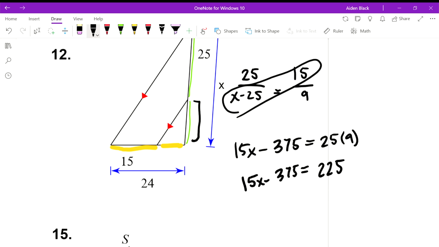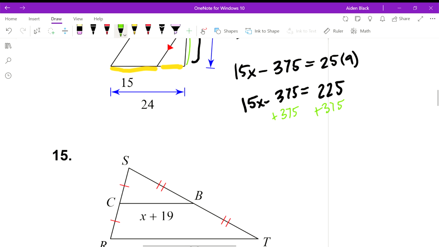What do we do now? Got it. Add 375 to both sides. And we end up with 15x is equal to, that should be 600, right? Yeah, that looks about right. Okay, 15x equals 600. When I say looks about right, don't think that way when you're on a quiz. You should double check it.